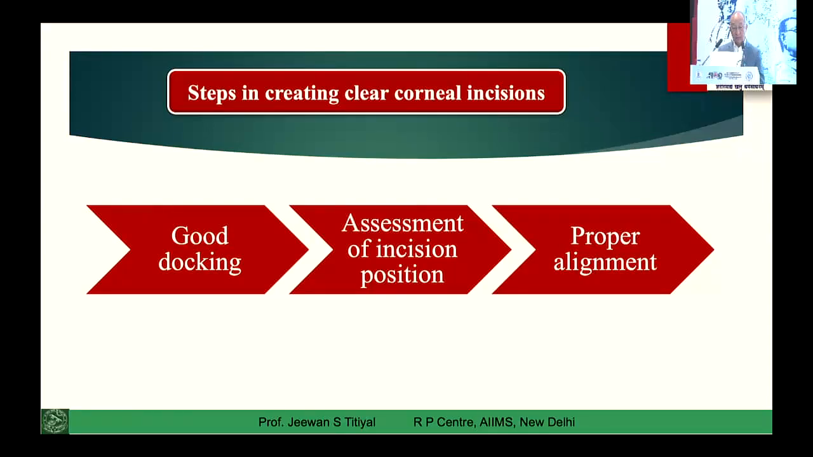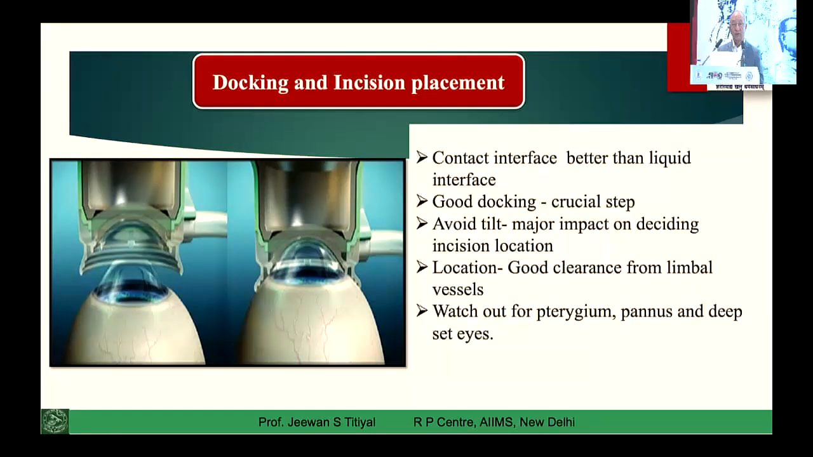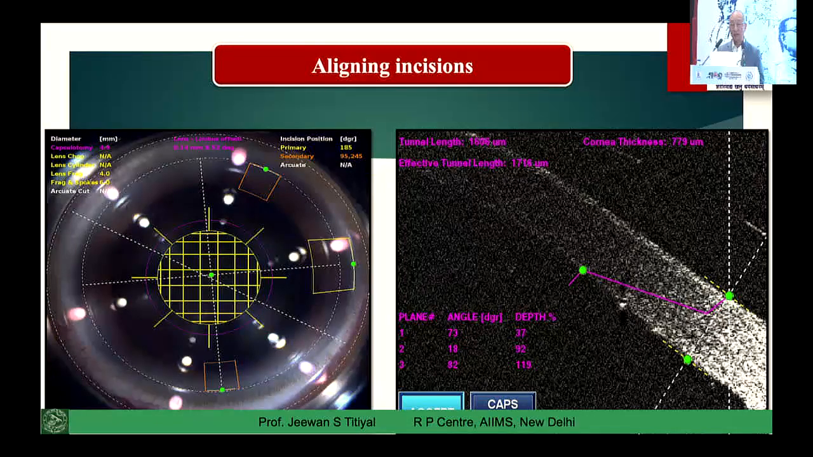They require a good docking, then assessment of incision position and proper alignment are 2-3 important things also. So nowadays you have either a contact interface like you use for LenSx devices, or you have a liquid interface like in other systems. I use LenSx, so I know how to do it in a proper manner. Good docking is critical, avoiding tilt, and location has to be perfectly analyzed. Watch for other important issues like very thick brows, pterygium, or deep-set eyes, which can sometimes be a major challenge. So this is what we plan here.